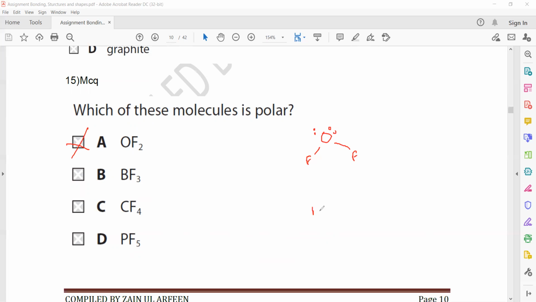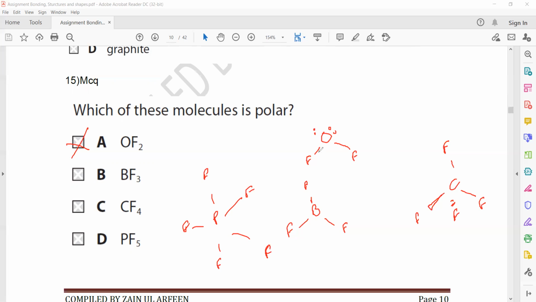But BF3 will be trigonal planar, so it will be symmetrical. And CF4 will be tetrahedral. The bonds are polar, but the molecule is symmetrical, so it cannot be C. And PF5 will be trigonal bipyramidal. So there is a symmetry. That's why the bonds are polar, but the molecule overall is non-polar due to symmetry.